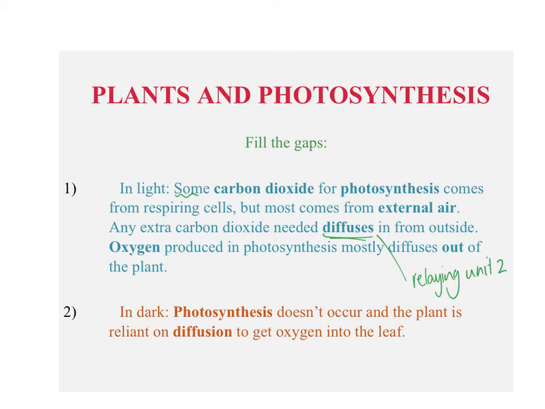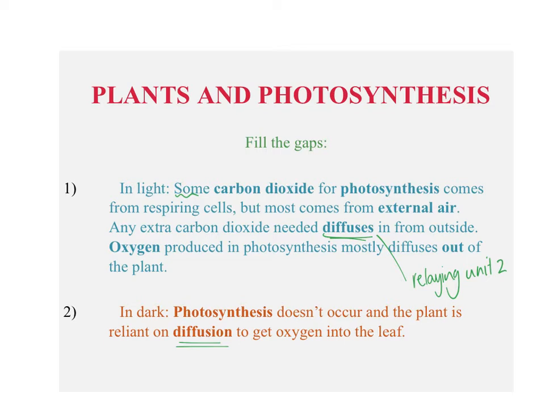Oxygen, produced in photosynthesis, mostly diffuses out of the plant. Okay, we're going to have a look at how that happens in a second, but most of it is going to leave. Now in the dark, photosynthesis isn't going to occur. Okay, the plant is entirely reliant on diffusion to get oxygen into the leaf.